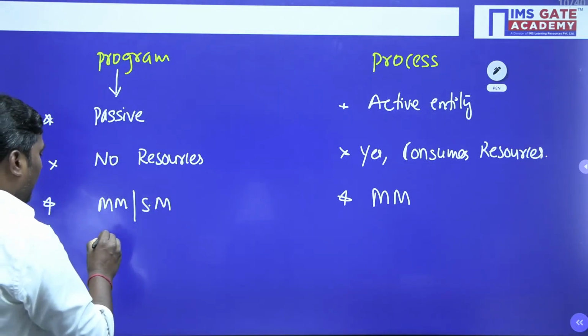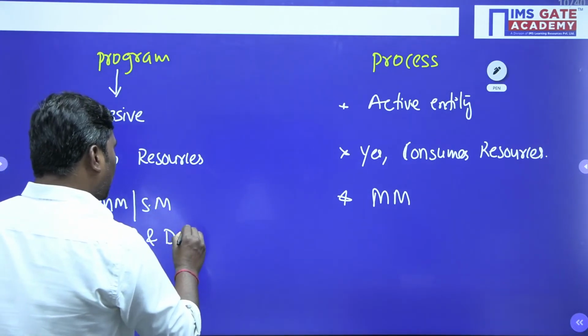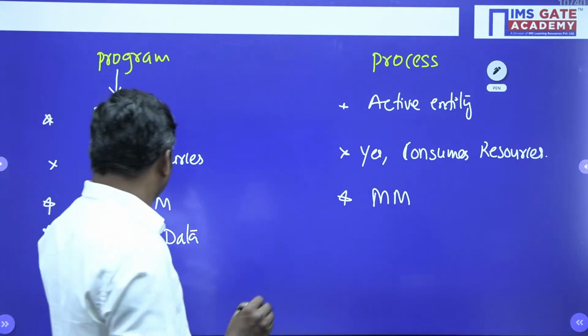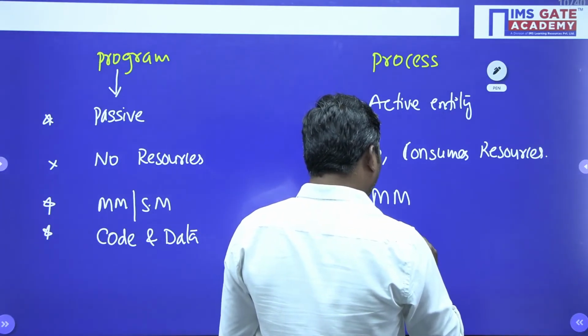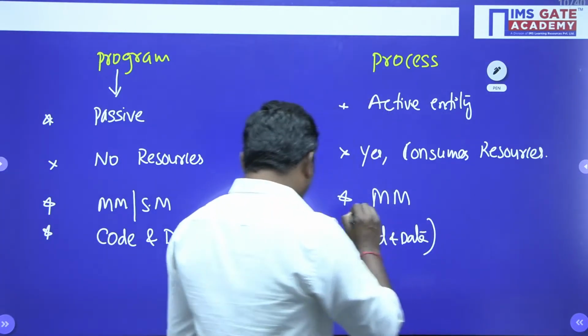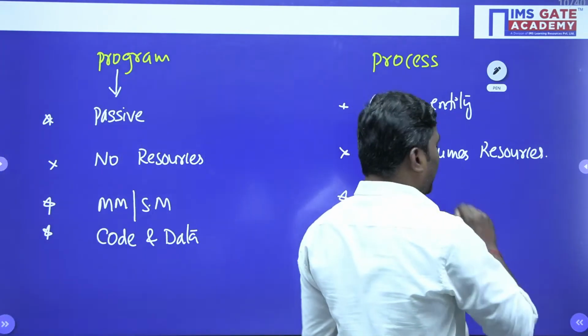Here the code section will be there, and the data section will be there. Please observe: code section and data as one part. Whatever the program is, only the program will be there. Additionally, some other things we added.